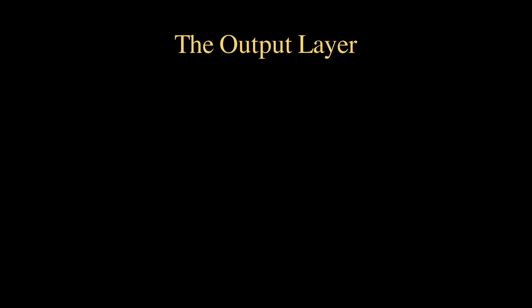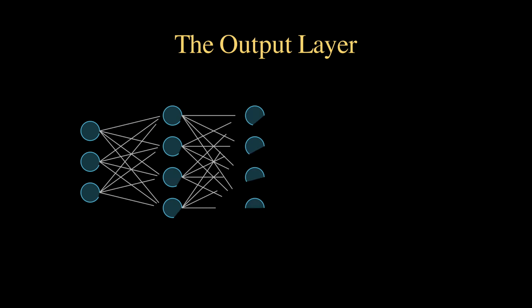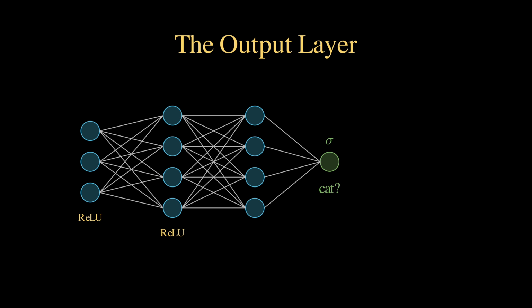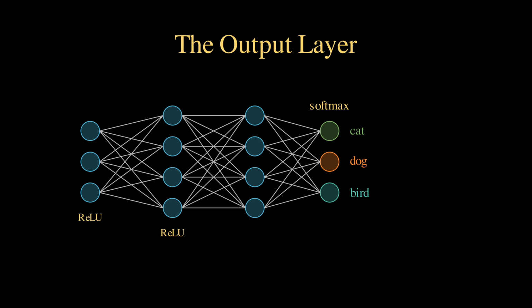So we use ReLU in the hidden layers. But the output layer needs something different. For binary classification, like is this a cat, we use sigmoid, which squashes the output to a probability between 0 and 1. For multi-class problems, we use softmax. It takes the raw scores and turns them into a probability distribution. Cat 70%, dog 20%, bird 10%. Each output is a probability, and they all sum to 1.